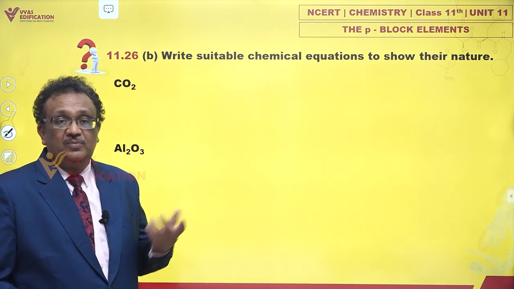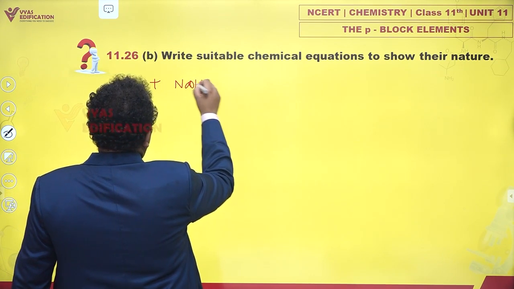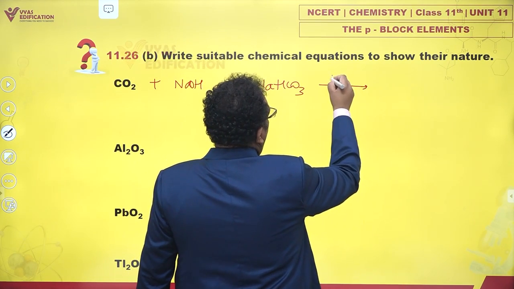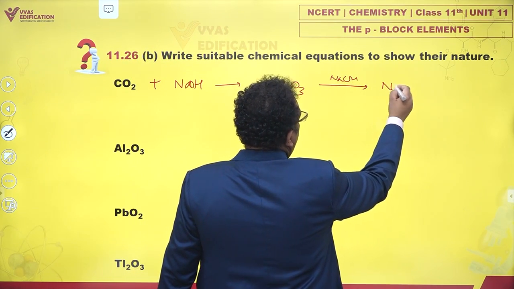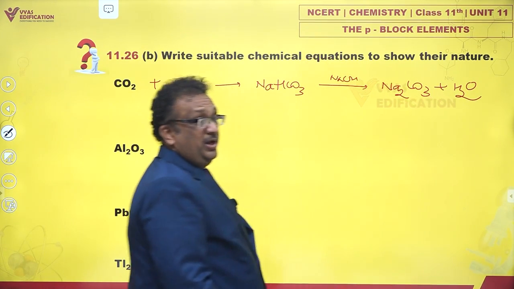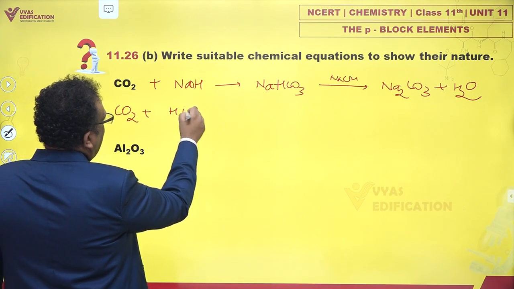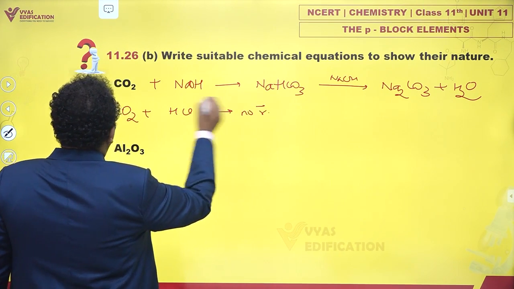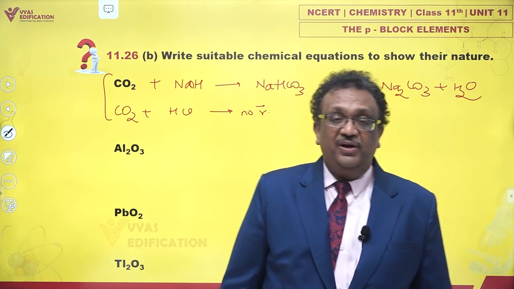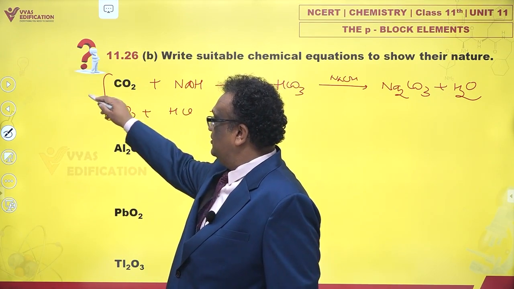CO2. CO2 plus NaOH will give you NaHCO3. With more NaOH, it can give you even Na2CO3 plus water. So CO2 can react with base to form salts, but CO2 plus HCl, any acid, there is no reaction. So CO2 reacts with the base but does not react with an acid. Perfect. So it is an acidic oxide because it reacts with the base. Makes sense.